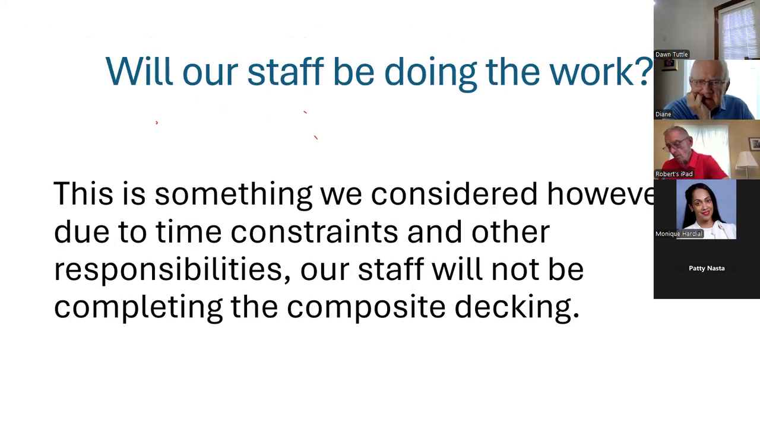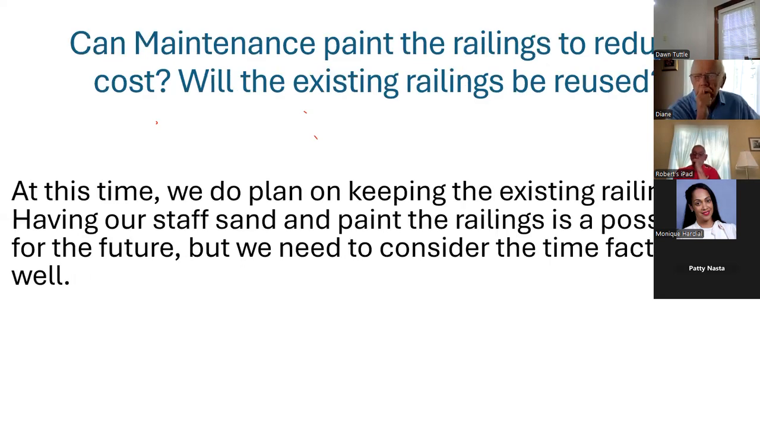Will our staff be doing the work? No. This is something we considered, but due to time constraints and their other responsibilities, our staff will not do the composite decking. It's not that they aren't capable of doing it, but it would take much, much longer for them to do it versus a company. Plus, with a company, we get a warranty.